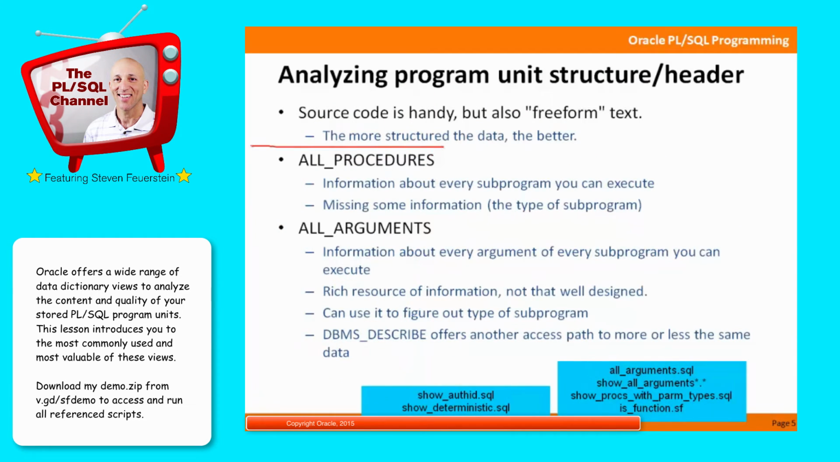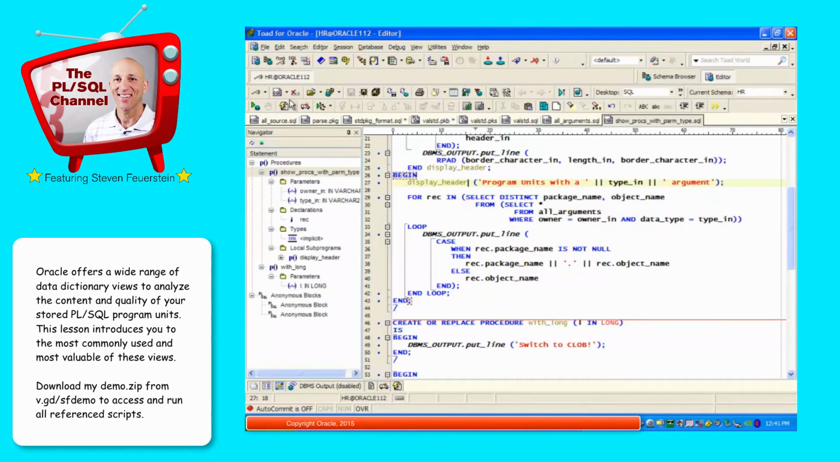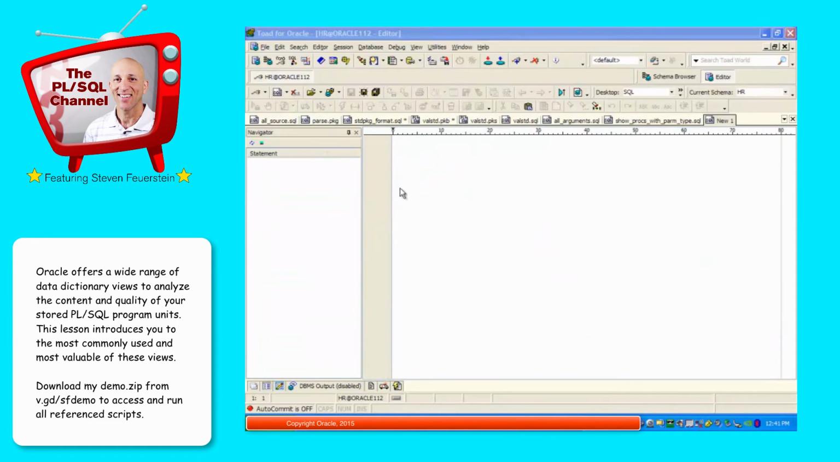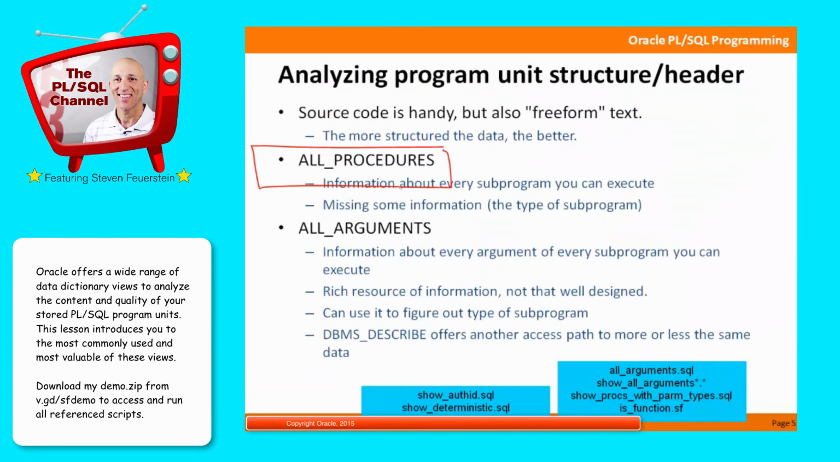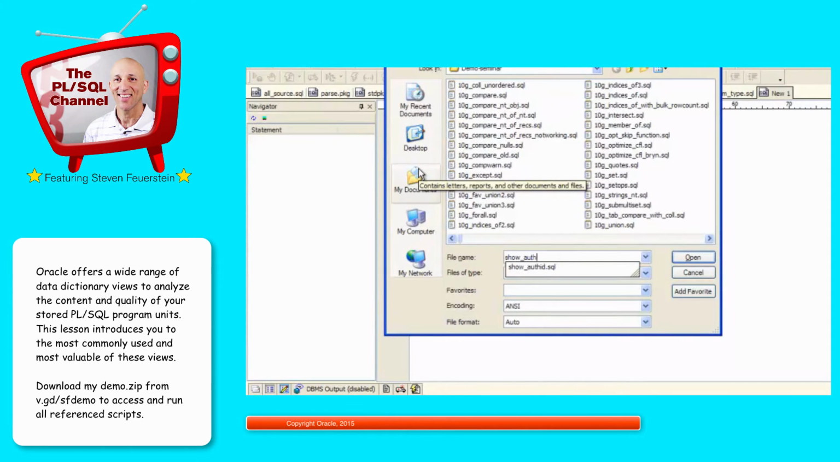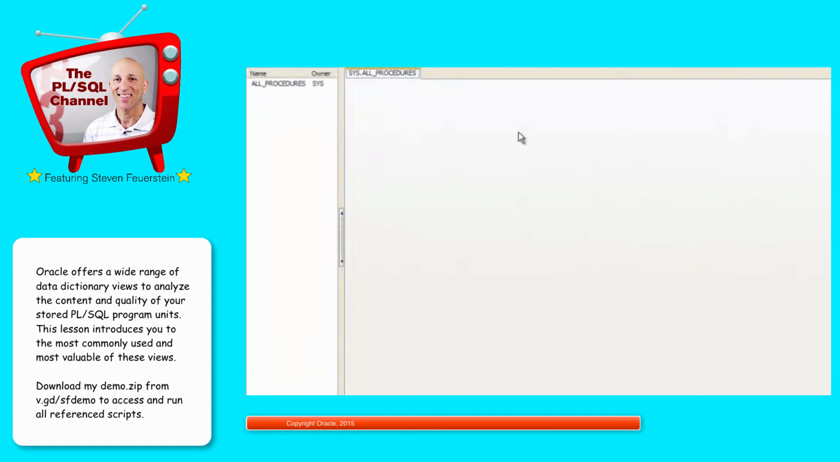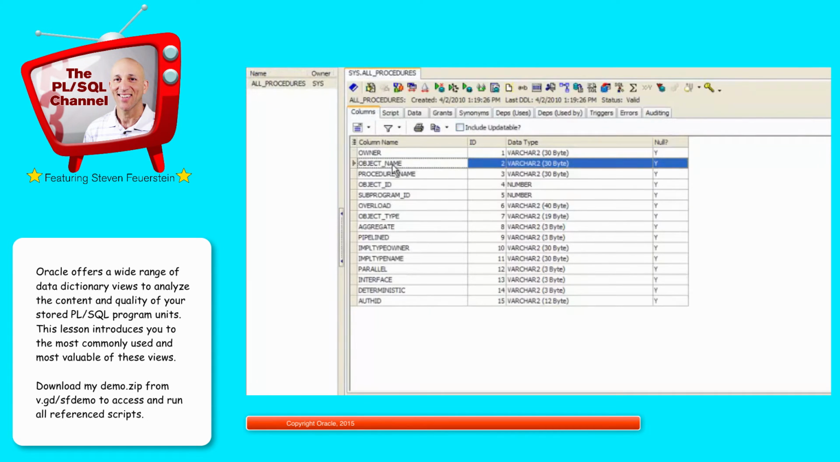Let's take a look at ALL_PROCEDURES. So ALL_PROCEDURES gives me access to information about each individual subprogram. So let's take a look at show_authid. Here's ALL_PROCEDURES. The owner, the object name, the procedure name, that's the subprogram. It could be a procedure or a function. The overloading, is it an overloaded program? What's the overload number? Object type, aggregate, pipelined, and so on.